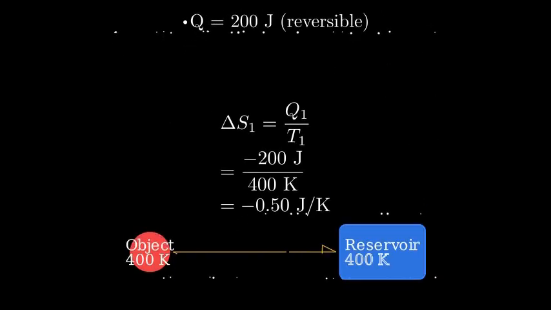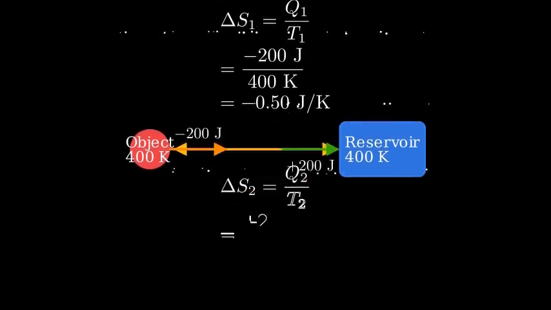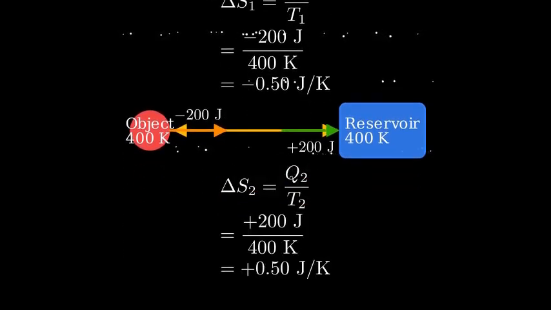Next, the reservoir gains that same 200 joules, so Q sub 2 equals plus 200 joules at temperature 400 Kelvin. The change in entropy of the surroundings is delta S sub 2 equals Q sub 2 divided by T sub 2, which equals plus 200 over 400, which is plus 0.50 joules per Kelvin.